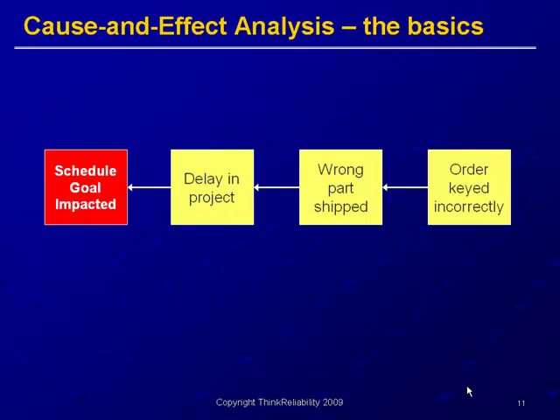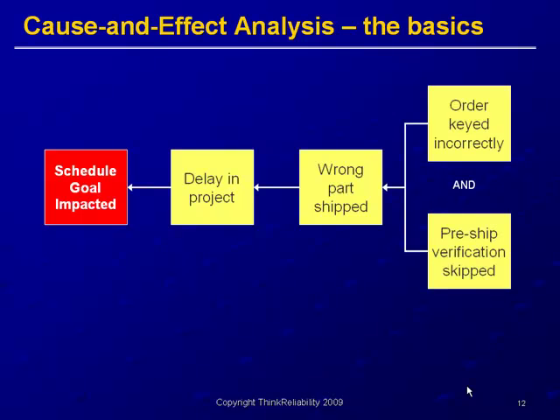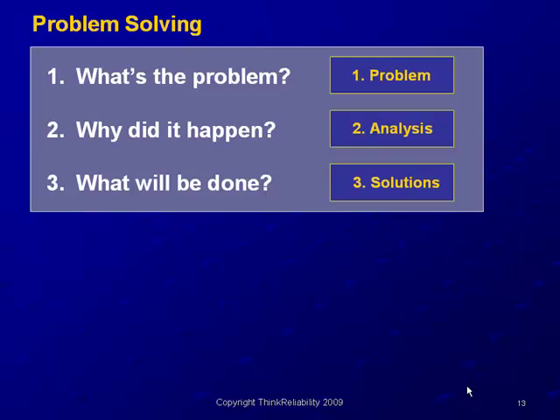If you asked anyone, why was there a delay in the project? Some people could say, we keyed the order incorrectly, and some people could say wrong part, and they're both telling the truth. As you add more detail, you find out the wrong part is shipped because we keyed the order incorrectly, and the pre-ship verification step was skipped. So both of these causes are required to produce this effect. It's very similar to the fire triangle. So cause and effect builds not only horizontally but can build vertically also in terms of accurate cause and effect.